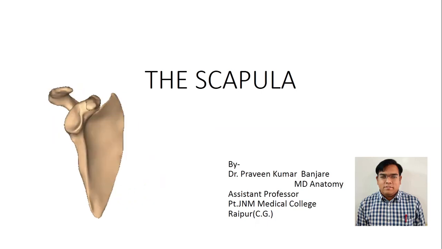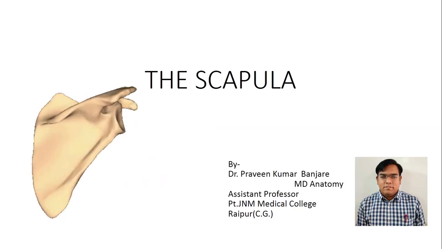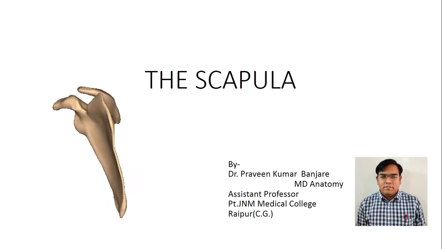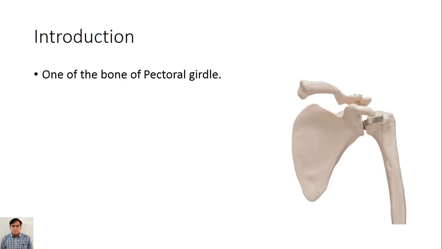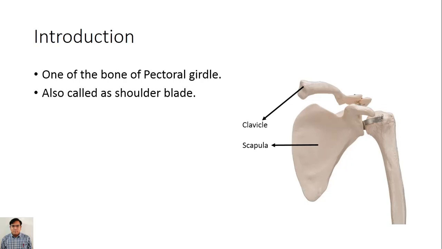Hello students, in this video we are going to learn scapula bone. So scapula is one of the bones of the pectoral girdle. As I have told you, the pectoral girdle is formed by the clavicle and scapula, and the scapula is also called the shoulder blade.